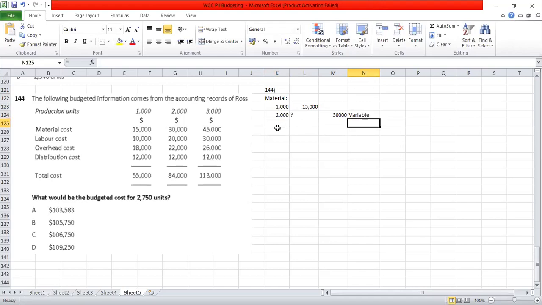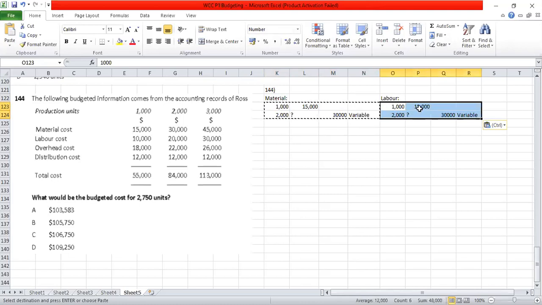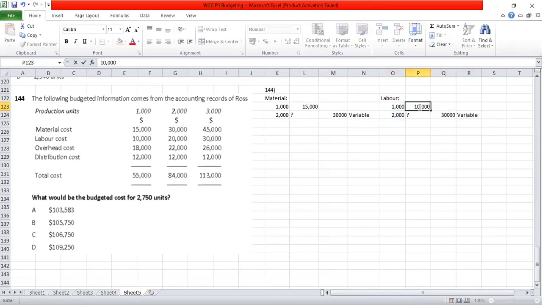Okay, next comes labor. On a similar note, find out about labor. At 1,000, it is $10,000. So how much should it be at 2,000? Here it is 20,000. Therefore, this is also variable. So two items we got as variable. Third one, overhead. Distribution cost, all of them are the same, so it is fixed. So it is only with overhead cost that we have to understand whether it is variable or semi-variable. It is not fixed because the amounts are not the same.